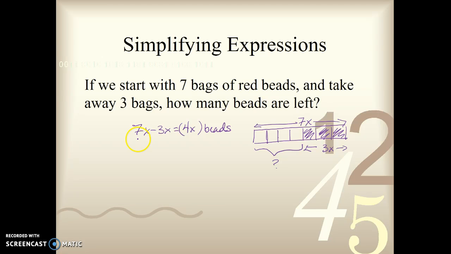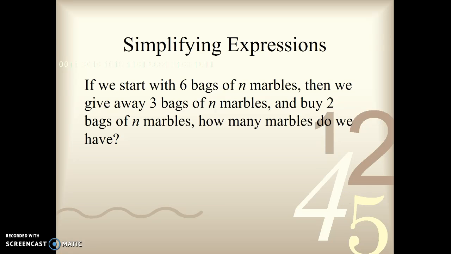So you can see that I can take away 3x from 7x because I'm talking about the same kind of unit. In all of these bags there are x number of beads, and since I'm talking about the same thing, I can add and subtract x's all day long. Those are like terms. Now let's take a look at what the difference between like terms and unlike terms is.